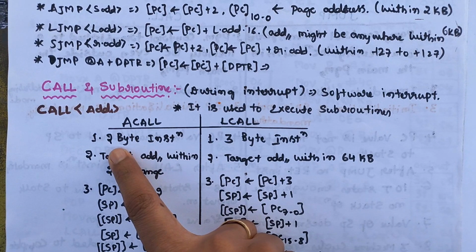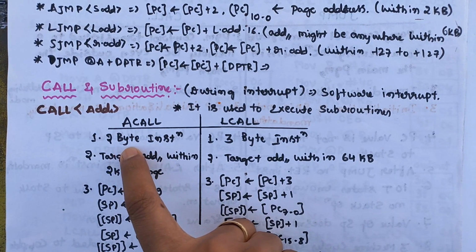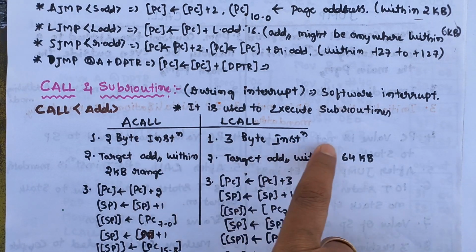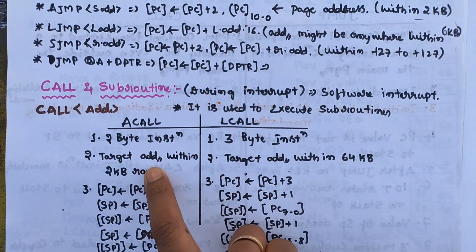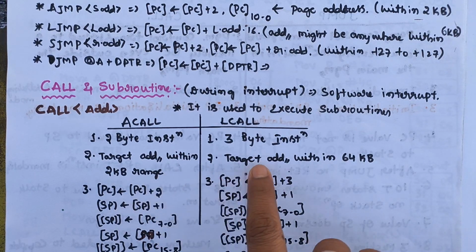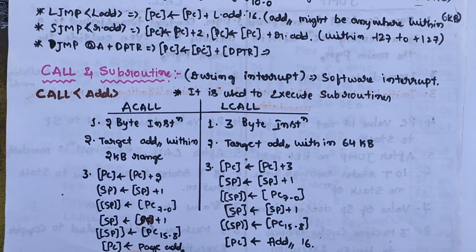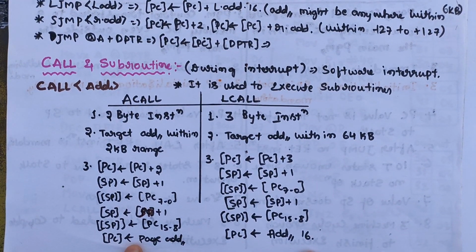So absolute call is a 2-byte instruction and long call is a 3-byte instruction. The target address of the absolute call is within a 2 KB range, and the target address of the long call may be within a 64 KB range. And here is the syntax. Here is the process of a call instruction.